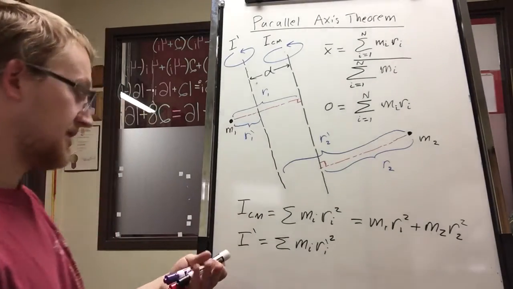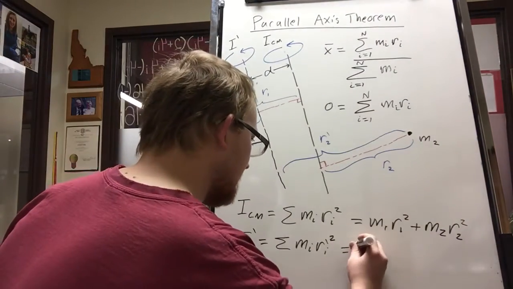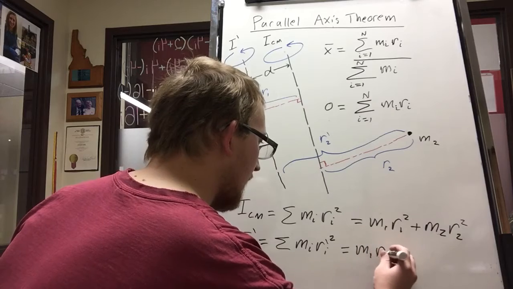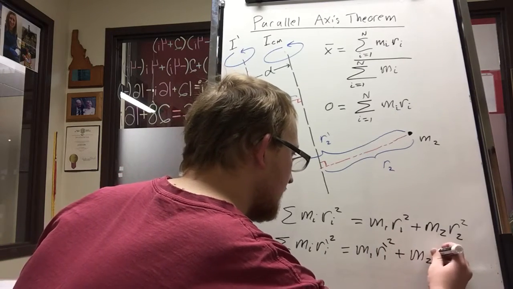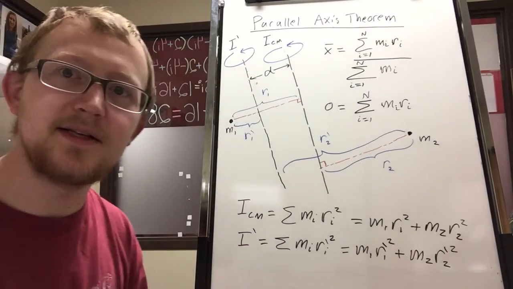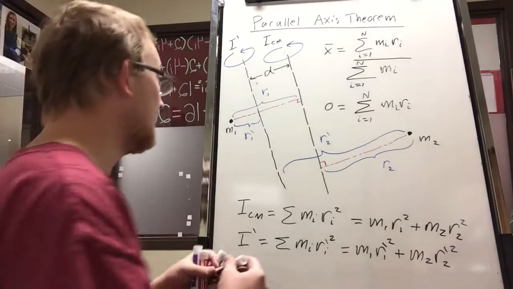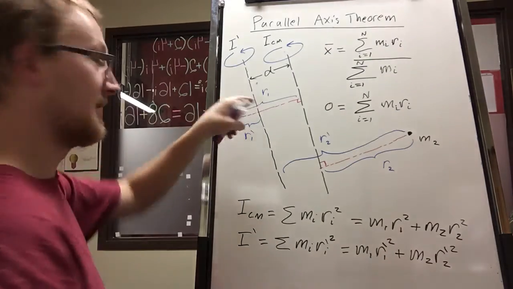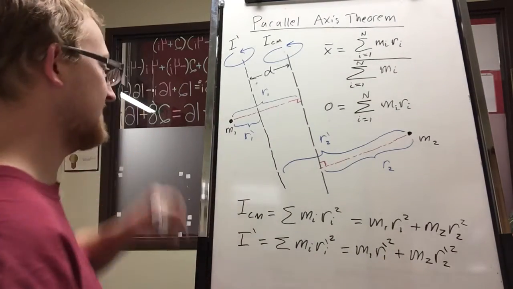Alright, so now I'll write this out in long form and say this is going to be equal to m1 r1 prime squared plus m2 r2 prime squared. Alright, so next what we're going to do is figure out relationships of how we can relate r1 to r1 prime and the distance.